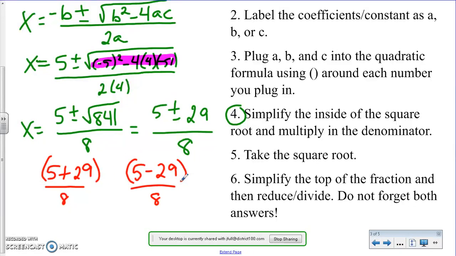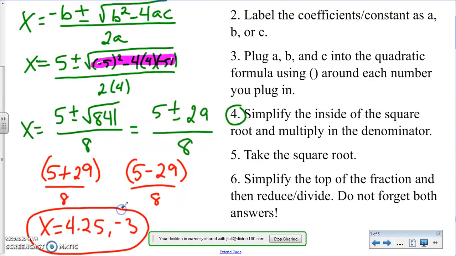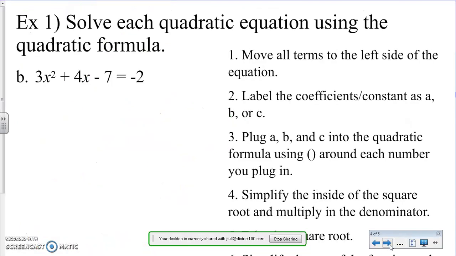Okay? We can type those in our calculator. The only catch is that you need to put parentheses around the numerator. So if I do 5 plus 29 over 8, I get 4.25. And if I do 5 minus 29 over 8, I should get negative 3. Okay. So quadratic formula. 6 steps to follow. As long as you plug it in correctly and know how to use your calculator, you should be in pretty good shape. Let's do one more.